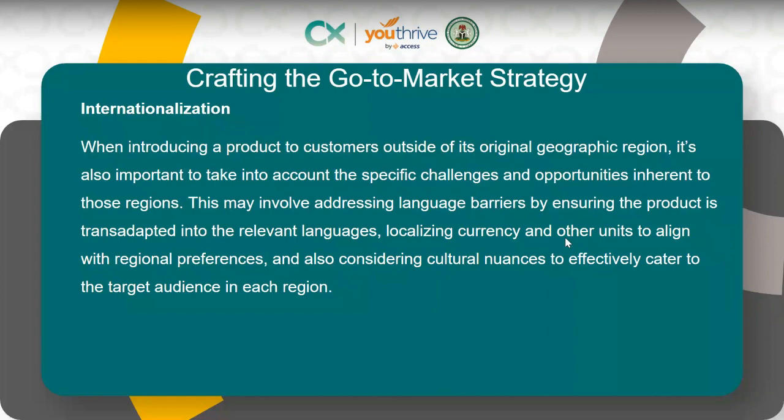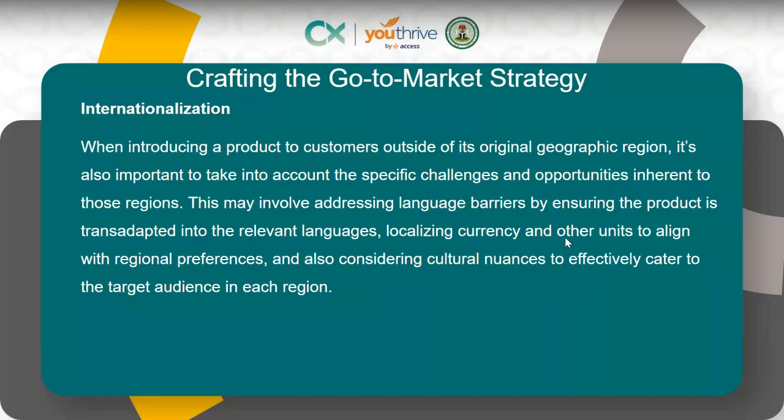So you are localizing your currency as well, and other units that align to the regional preference, and also considering cultural nuances, like I mentioned. So that example I gave is about things that pertain to cultural nuances. You can't say you want to sell a product, run an advert to Nigerians, and the people that are there are Chinese.